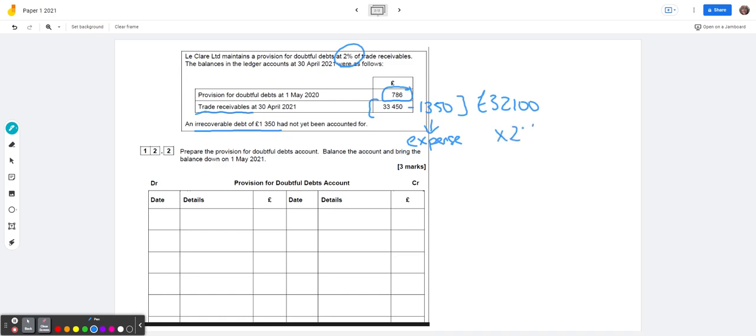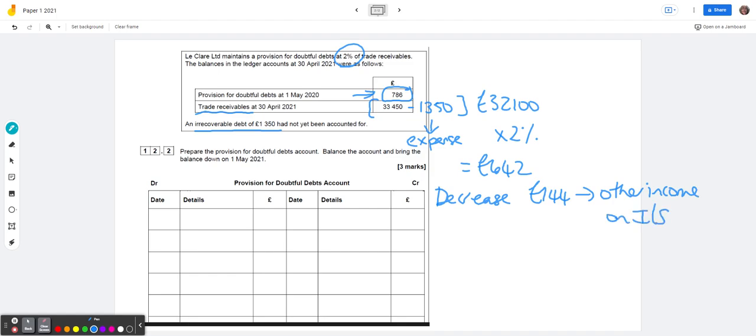So we can then work out our provision for doubtful debts based on that amount. So we want the provision to be 2% of that 32,100, which is 642. So that's actually lower than the brought forward figure, which we've got there, 786. So it's actually a decrease in the provision of whatever the difference is, 786 minus 642, which is 144. And that would be shown as other income on the income statement. Or you could net it off against the actual irrecoverable debt that's been written off. But the decrease is 144.